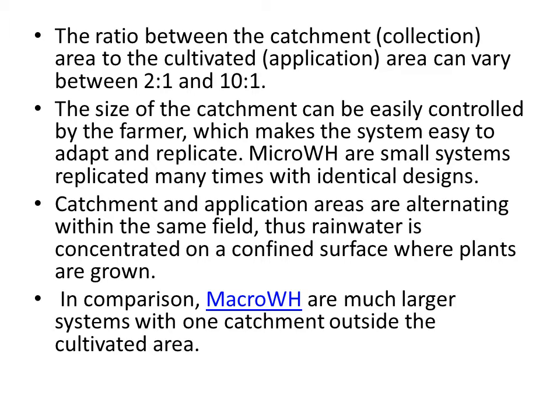And these micro water harvesting systems are small systems replicated many times with identical designs. Catchment and application areas alternate within the same field, thus rainwater is concentrated on a confined surface where plants can grow. In comparison, macro water harvesting systems are much larger, with one catchment outside the cultivated area. In a macro water harvesting system, the area is large scale and the catchments are outside the cultivated area.